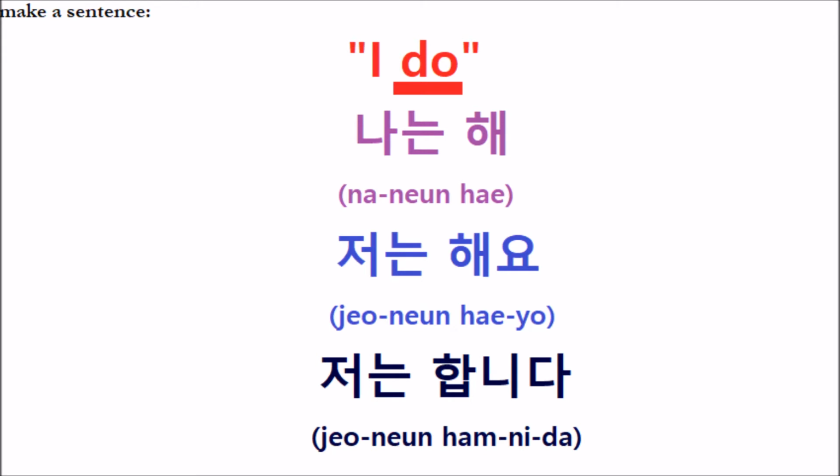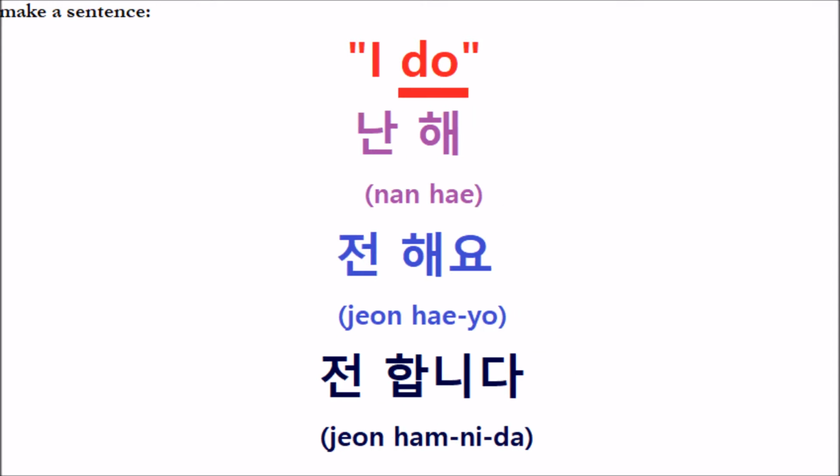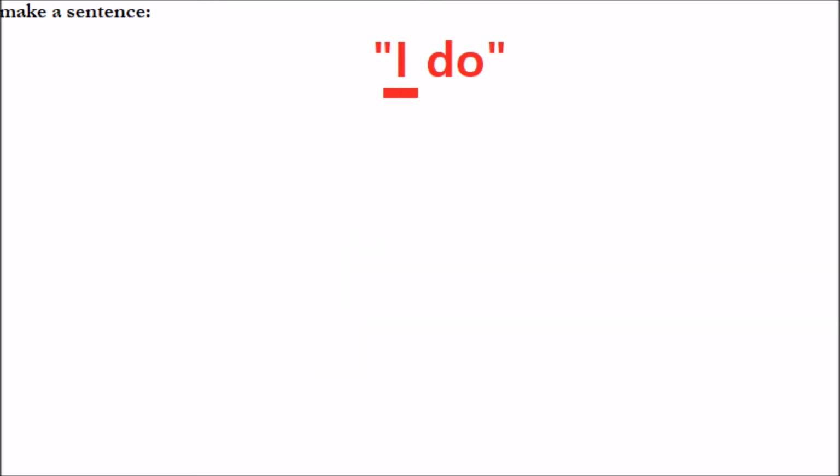Sometimes people will use a shorthand for un/nun, which is just n. So if you want to use the shorthand to emphasize the action, you would say 난 해. 전 해요. 전 합니다. And in English, if you want to emphasize the subject, you say that louder. I do. In Korean, you emphasize the subject by adding the ga/e subject marker. I ga do.